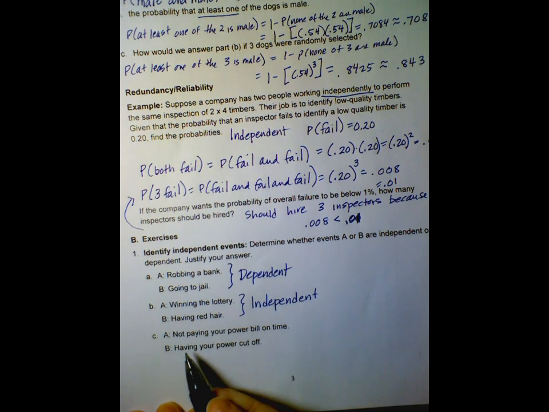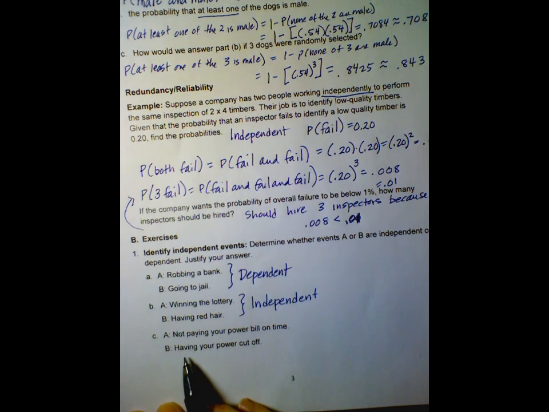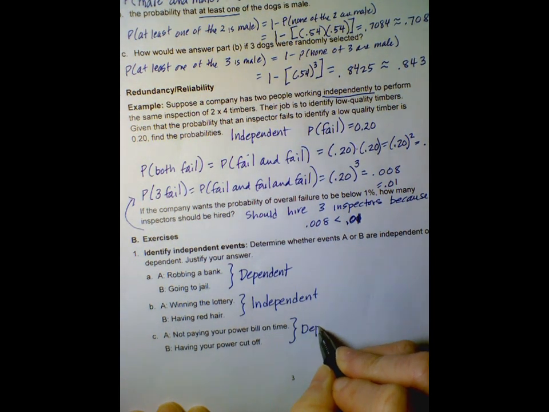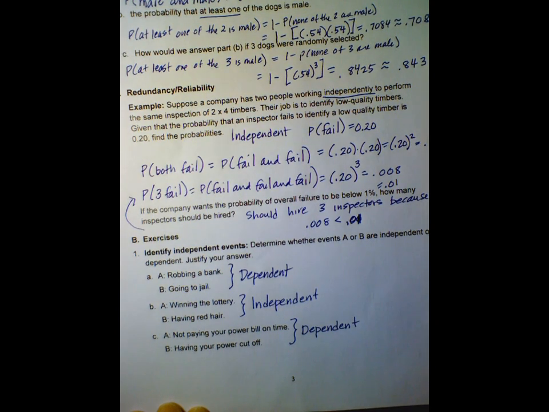Part C, not paying your power bill on time. If that happens, will that affect the probability that your power gets cut off? Of course it would. So we would say these are dependent. You will affect the probability of your power getting cut off if you don't pay your bill on time.